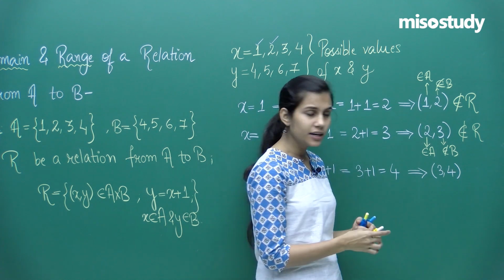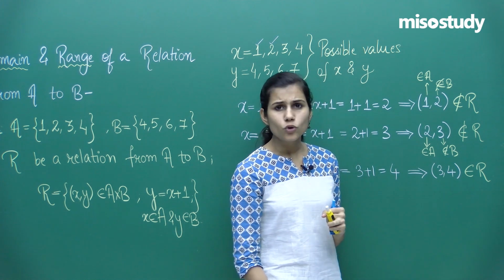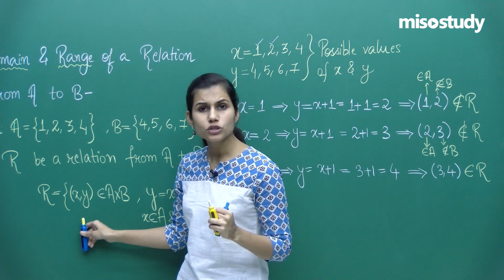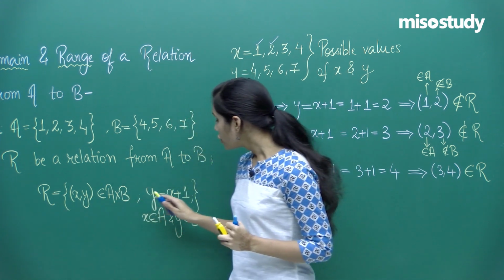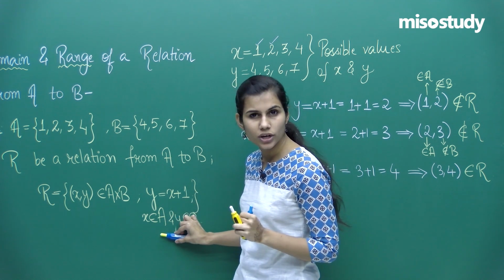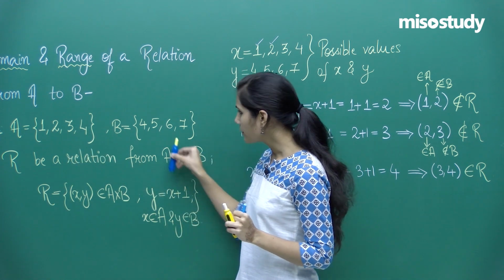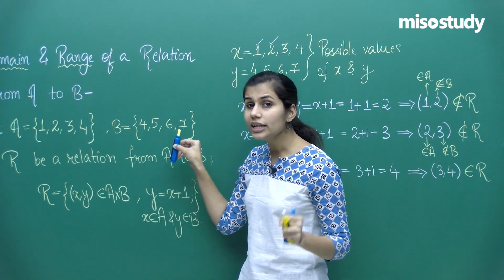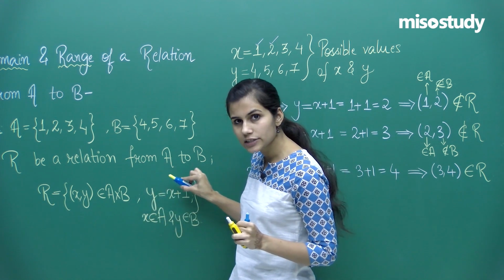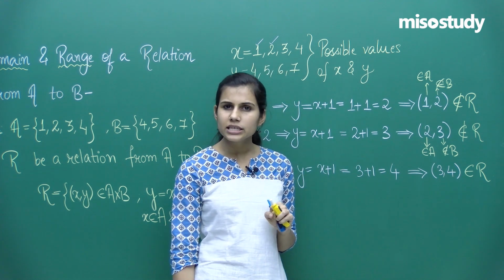Can I over here say that 3 comma 4 is a member of R? Let's go and check which members R is keeping inside it. R is keeping those ordered pairs inside it which not only satisfy the rule but also satisfy an extra condition of the first element coming from this A and the second element coming from this B. So for 3 comma 4 to be a member of this set R, it should not just satisfy the rule but also satisfy this extra condition. Is it satisfying both these conditions?